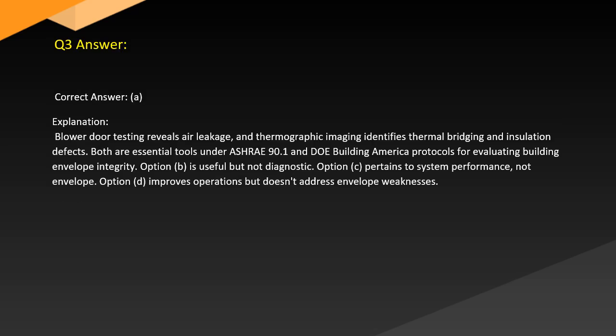Answer. Correct answer: A. Explanation. Blower door testing reveals air leakage, and thermographic imaging identifies thermal bridging and insulation defects. Both are essential tools under ASHRAE 90.1 and DOE Building America protocols for evaluating building envelope integrity. Option B is useful but not diagnostic. Option C pertains to system performance, not envelope. Option D improves operations but doesn't address envelope weaknesses.